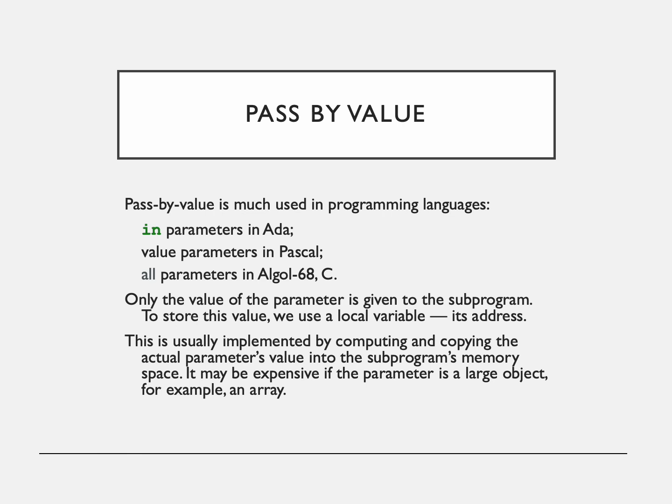So, while pass by value is straightforward and safe, it can be resource intensive, especially when dealing with large data structures such as arrays. Each time a subprogram is called, a new copy of the data is made, which can lead to increased memory usage and slower performance.